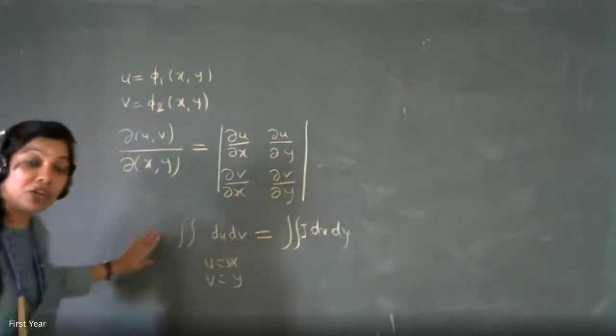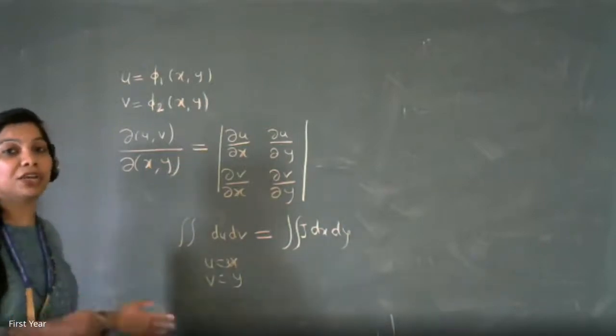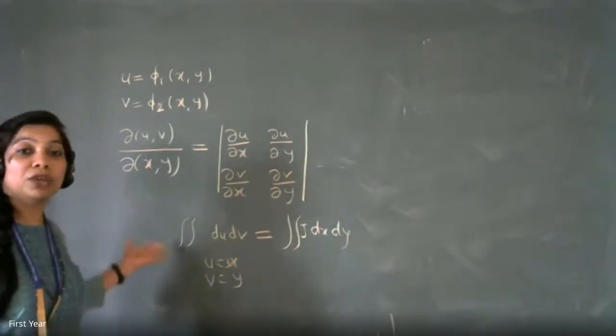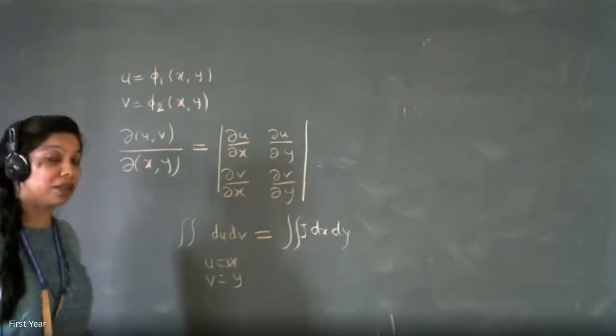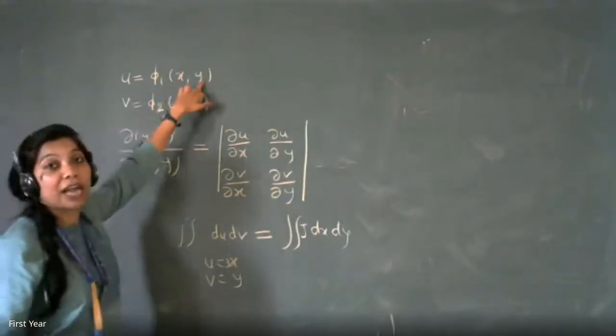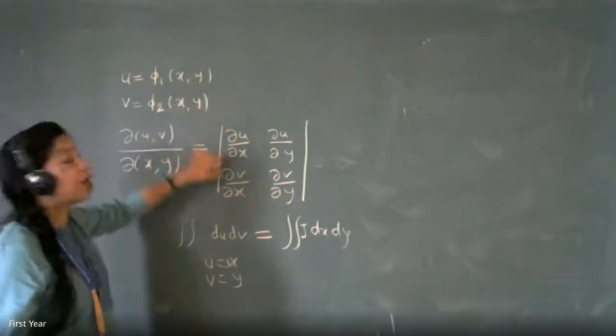Can we do that transformation directly? If u is x then du is dx, if v is y then dv is dy. But if that happens, then this integration and that integration will be the same. There is no difference. That means u and v will be some functions of x and y, not a direct function of only x or only y. So how will we transform? With the help of Jacobian.